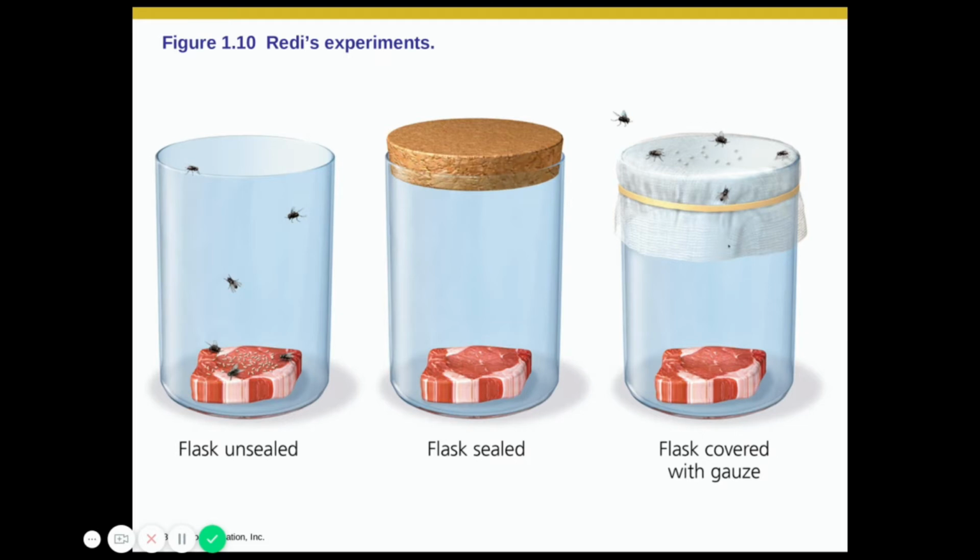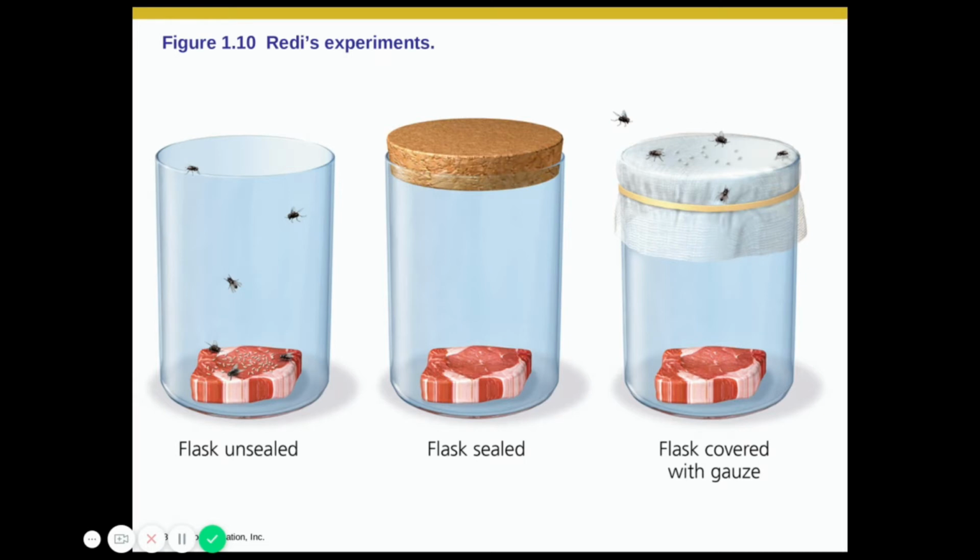And in fact, the one with the gauze, which allowed essentially the smell of the meat to radiate out into the environment, but didn't allow the flies to land on the meat, actually had the flies landing on the gauze, right? And laying their larvae on the gauze, right? Instead of the meat. So what is this showing us? That the maggots aren't actually coming from the meat. The maggots are coming from the flies, right?